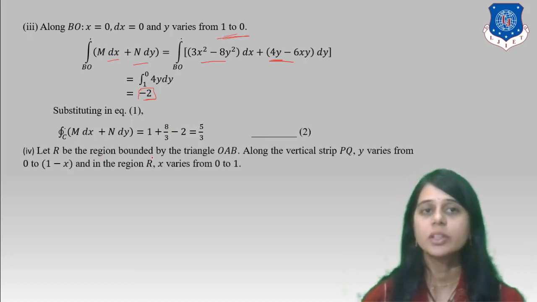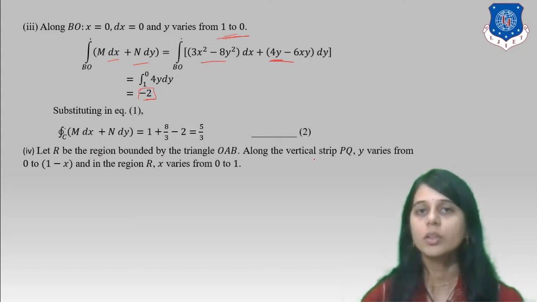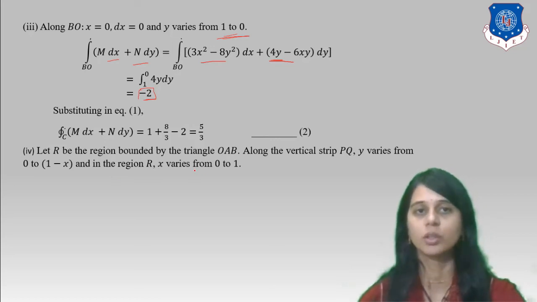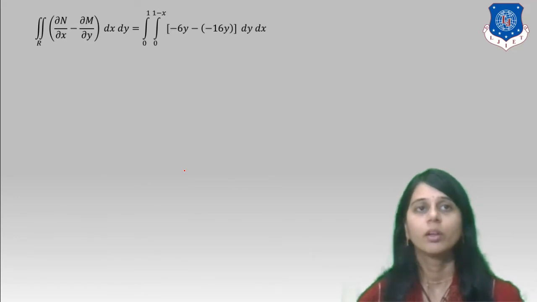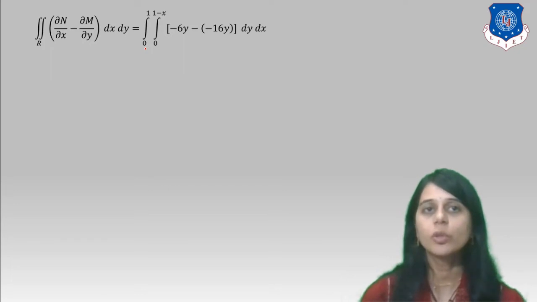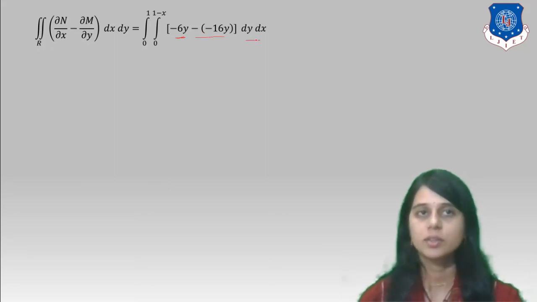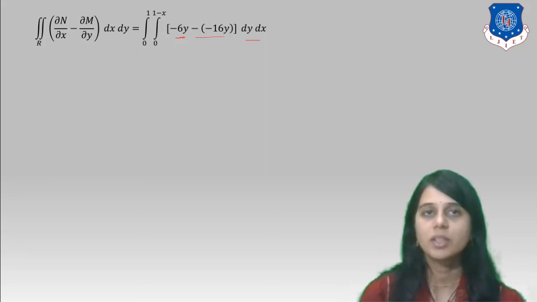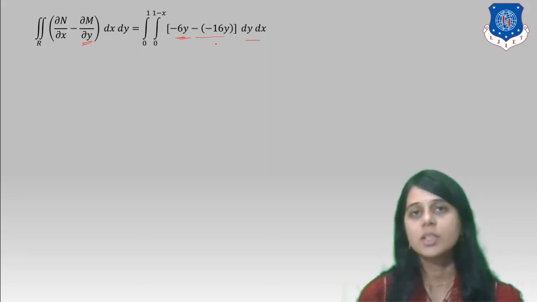Let R be the region bounded by the triangle OAB along the vertical strip PQ. y varies from 0 to 1 − x, and in this region x varies from 0 to 1. The double integral of (∂N/∂x − ∂M/∂y) dx dy over the region, x from 0 to 1 and y from 0 to 1 − x, is −6y − (−16y) dy dx. What is ∂N/∂x? It is −6y. ∂M/∂y is −16y.